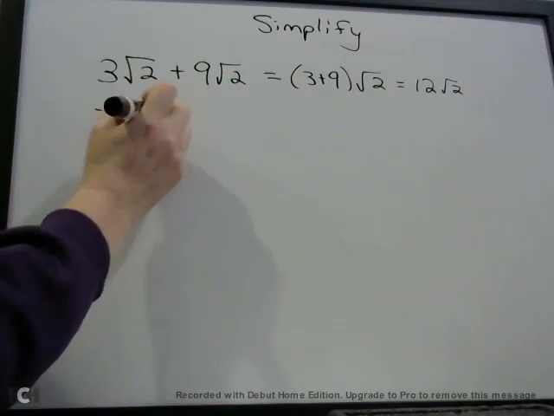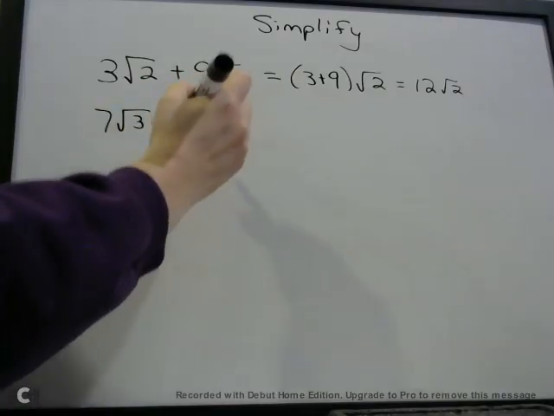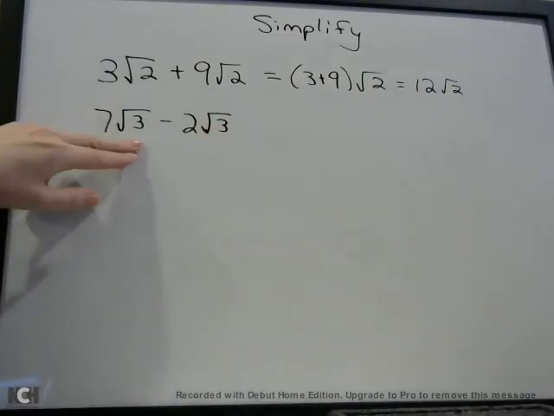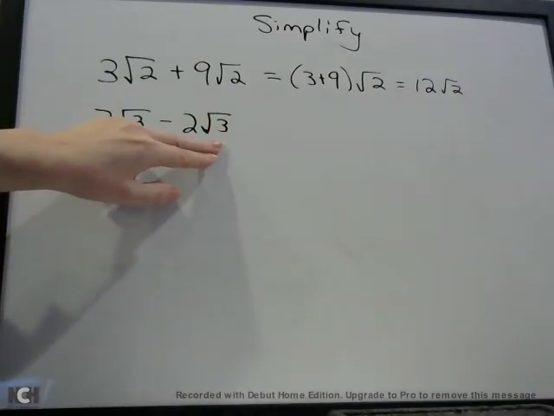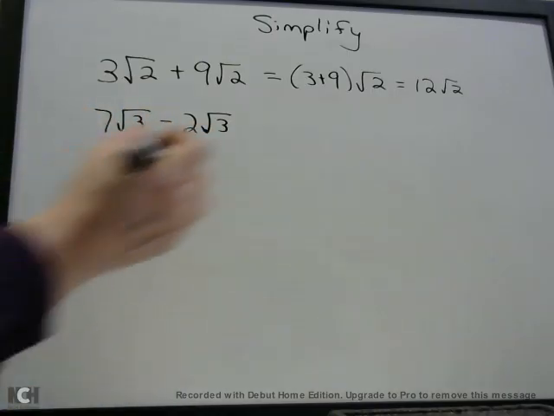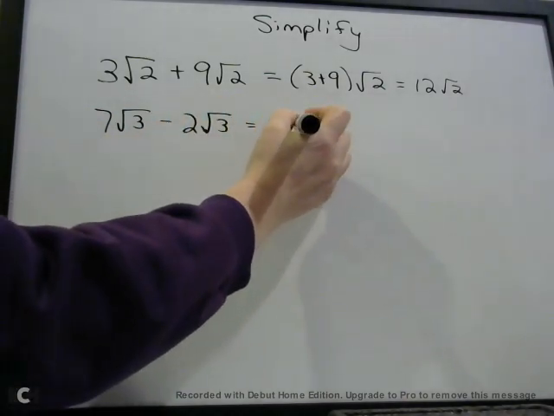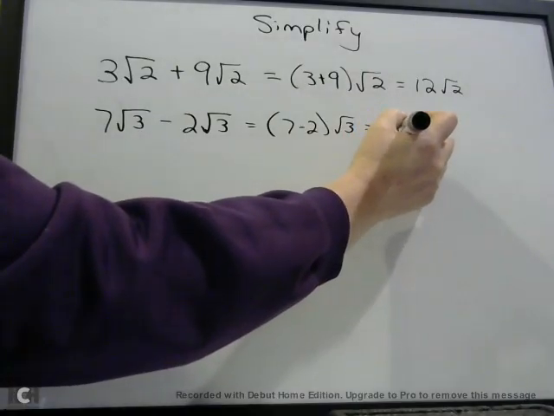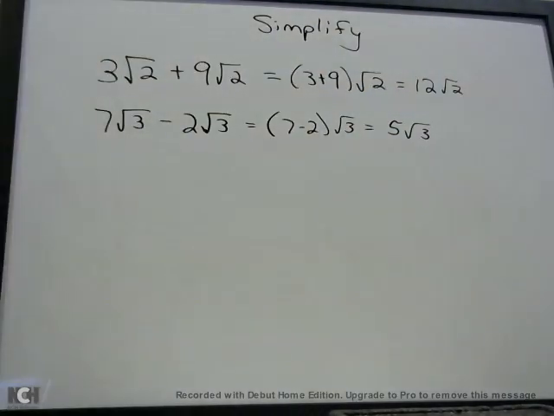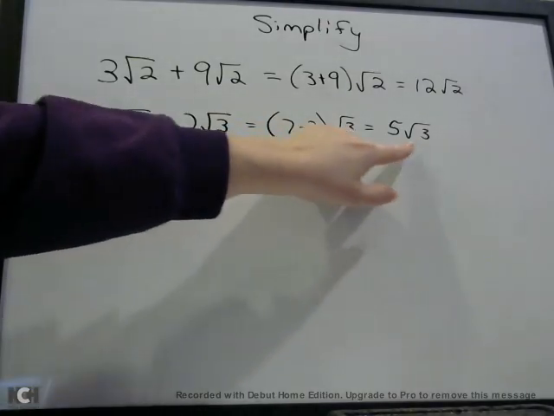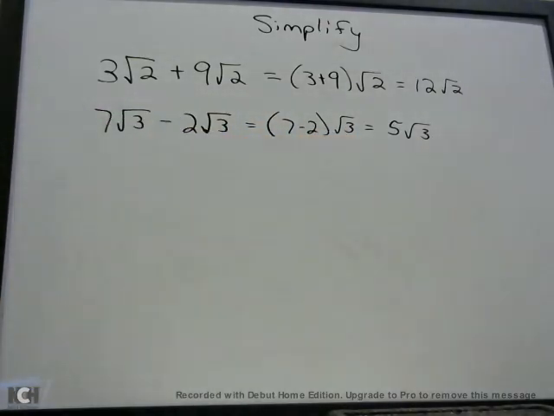Similarly with subtraction. If we have 7 square root of 3 minus 2 square root of 3, because these are the same, they're both 3's, you just look at the numbers in front. 7 minus 2 gives you 5 square root of 3. And that would be the simplified form. For this problem, your answer is 5 square root of 3.